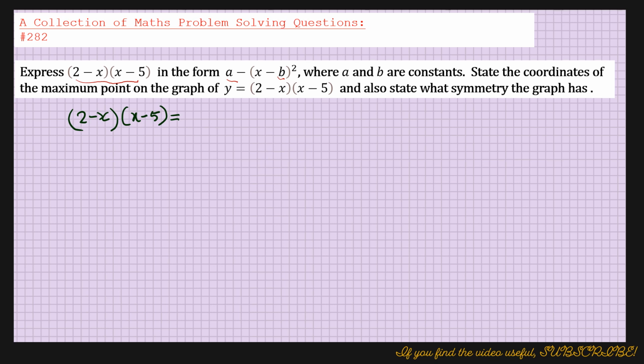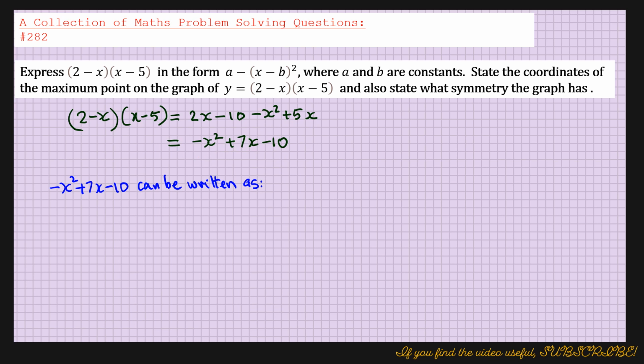So (2 minus x)(x minus 5) equals 2 times x, 2x, minus 10, minus x squared plus 5x, and then we can write that as minus x squared plus 7x minus 10. And this expression, minus x squared plus 7x minus 10, we have to turn into a square. Write it in that format.